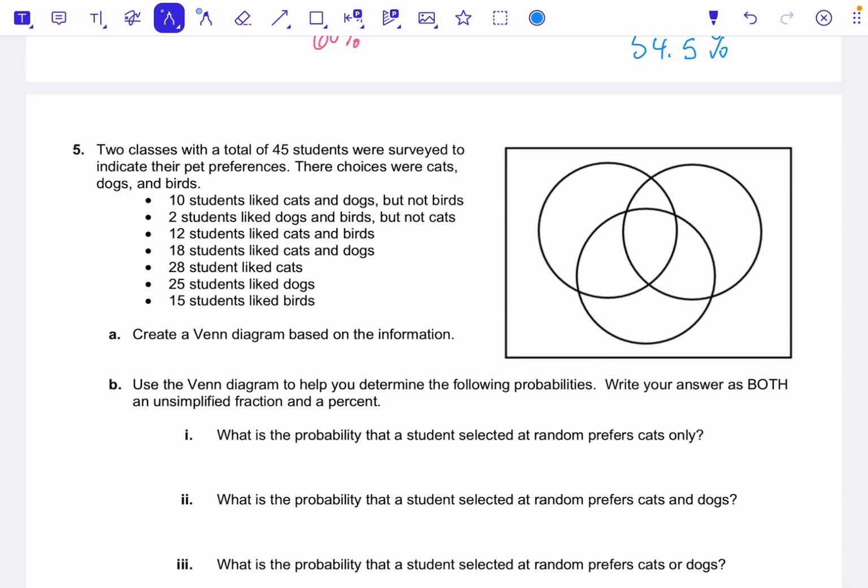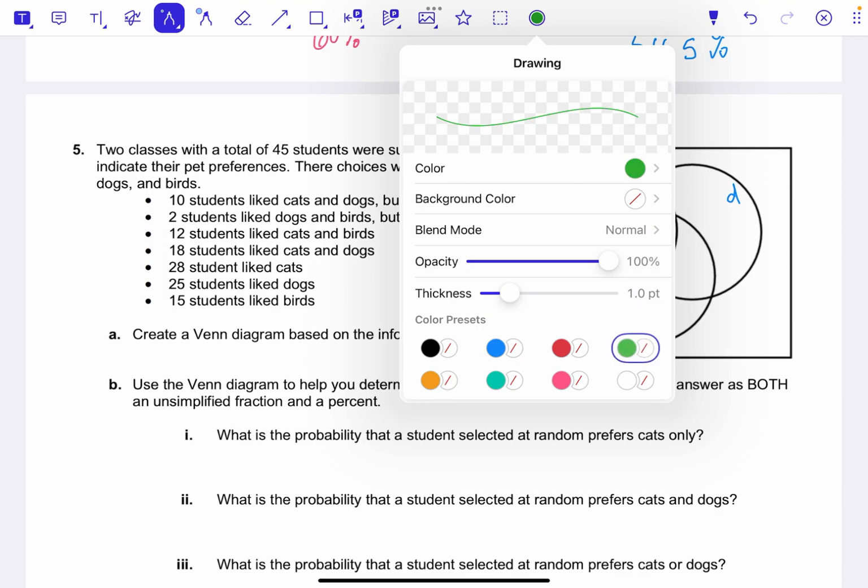Page 2 of our probability practice starts with another Venn diagram question. This time we have a 3 Venn diagram. We have 2 classes with a total of 45 students who were surveyed to indicate their pet preferences. Their choices were cats, dogs, or birds. So I'm going to label my circles C for cats, D for dogs, and B for birds. Then we're going to go through and do some probability.